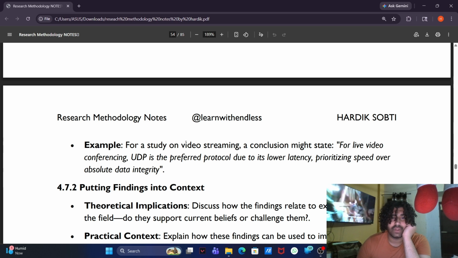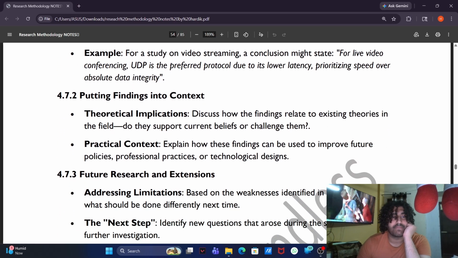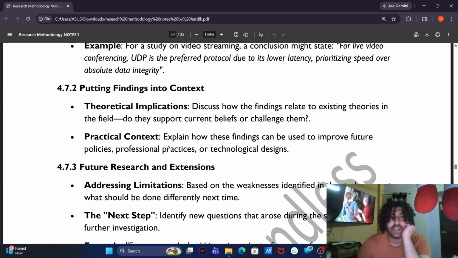For a student on video streaming, our conclusion might state: for live video conferencing, UDP is preferred over TCP due to its low latency, prioritizing speed over absolute data integrity. Next subtopic, putting findings into context.